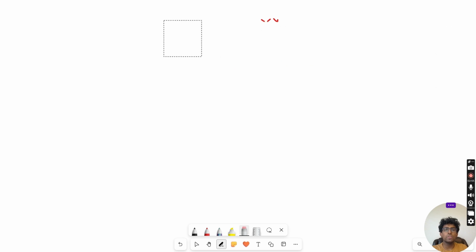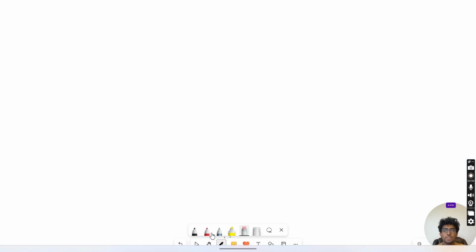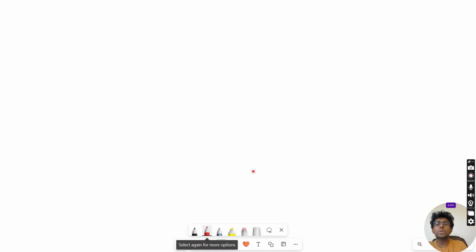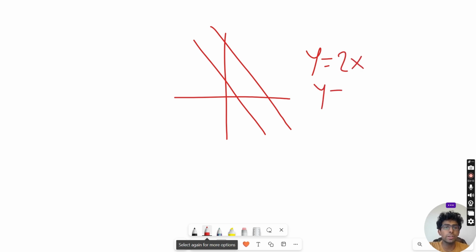All right. Moving on to the next topic of parallel and perpendicular lines. So basically, when we graph parallel lines, they look like this. They have the same slope. Basically, that's the idea. So for example, these aren't reflective of these lines, but let's say we had y is 2x and y is 2x plus 5.